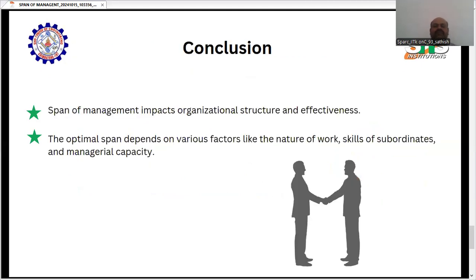So in conclusion, the span of management impacts organizational structure and effectiveness. The optimal span depends on various factors like nature of work, skill of subordinates, and managerial capacity. This is how the span of management is understood.